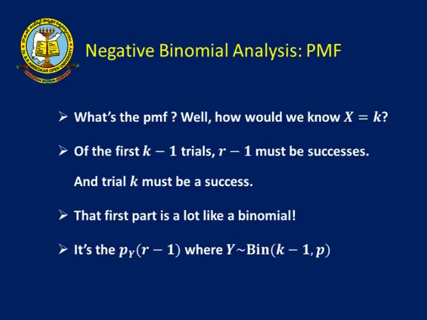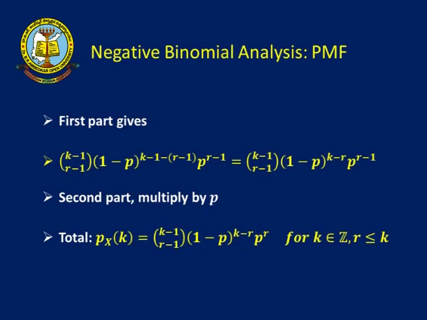What is the probability mass function we are taking here? What is the PMF? We know that x is equal to k. In the first k minus 1 trials, r minus 1 must be successes, and trial k must be a success. See here, the first part is a lot like a binomial. It's the part P of Y equals r minus 1, that is Y follows a binomial distribution with k minus 1 and p. The first part gives k minus 1 choose r minus 1.